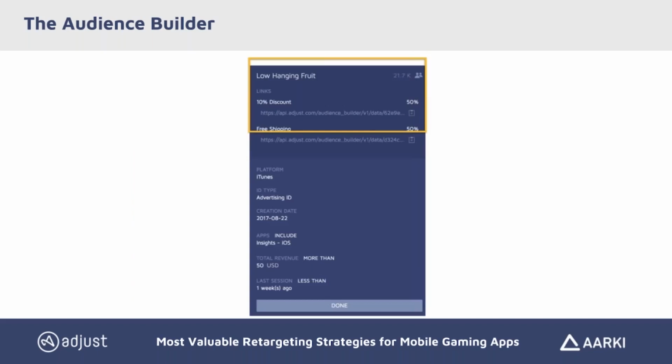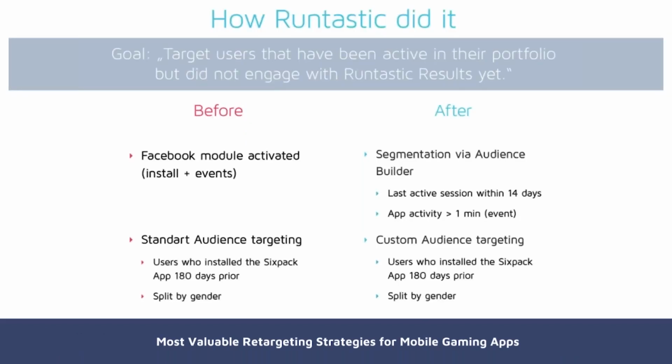And here we have 2 groups. In this case, we just decided to create 2 groups, but as I mentioned, you can create up to 10. You can rename the group, and you can also define the percentage of the groups if you want. And this is an example of a created audience. We decided to call it low-hanging fruit and rename the groups. This is clearly an A/B test. It's a 10% discount and free shipping. Probably we're targeting users that love purchasing with vouchers, and the platform is iTunes. We want advertiser IDs, and then you see all the conditions.